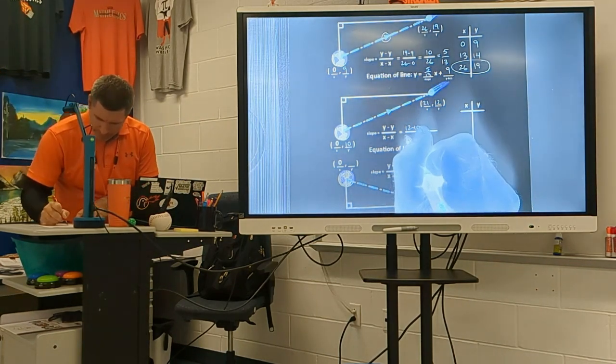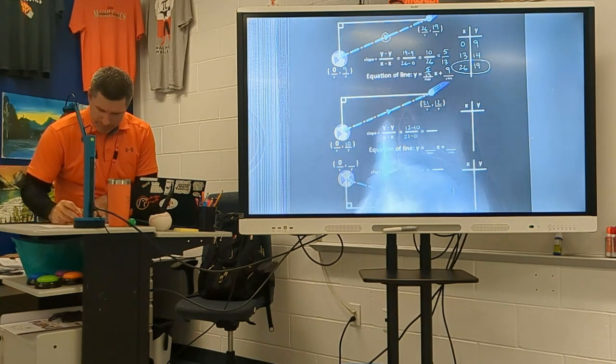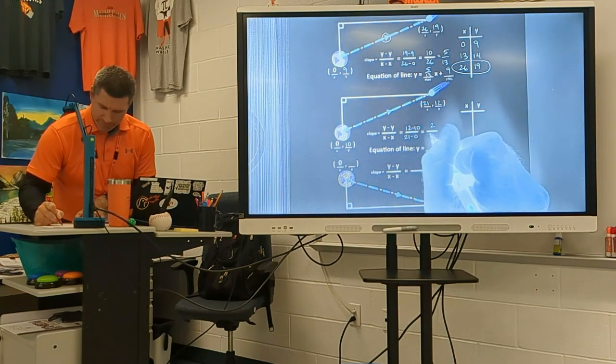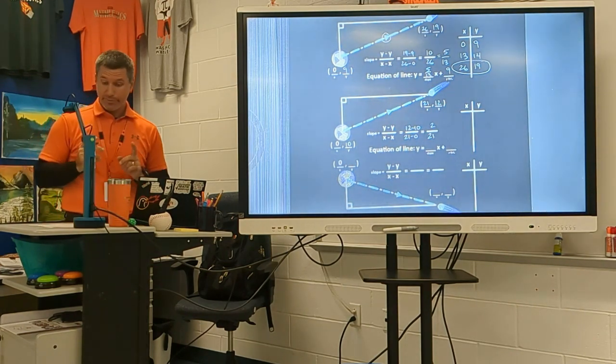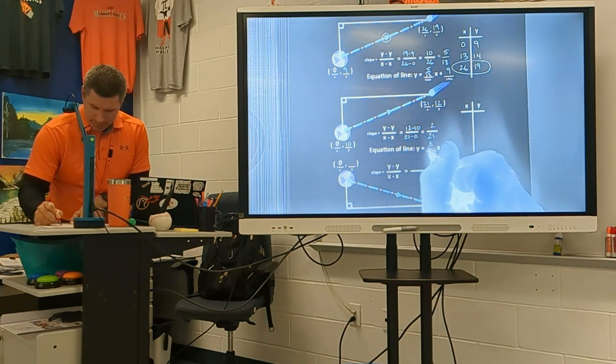21 minus 0 in the x direction. So I did y2 minus y1 and x2 minus x1. There we go. Do the work. So that's 2 over 21. That's your slope. Drop that into your template for the equation, which goes here.